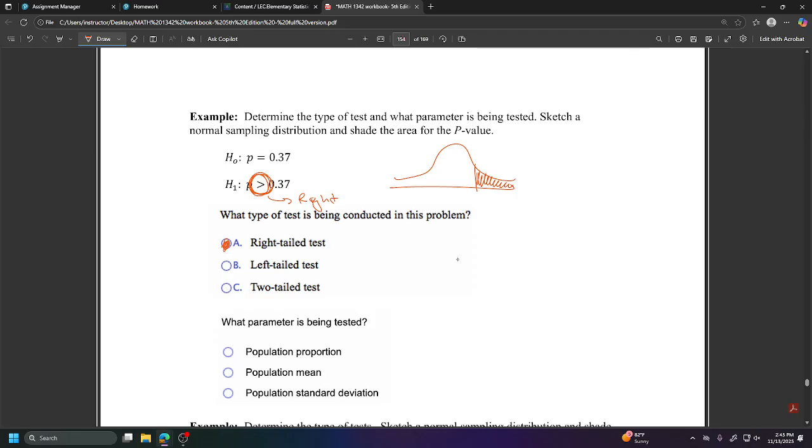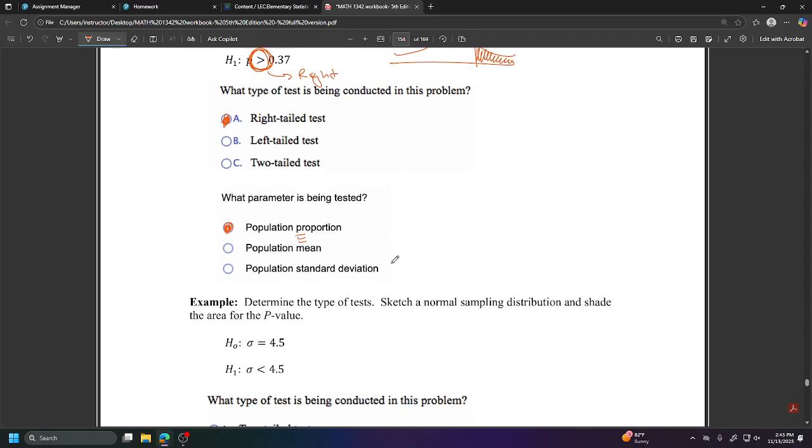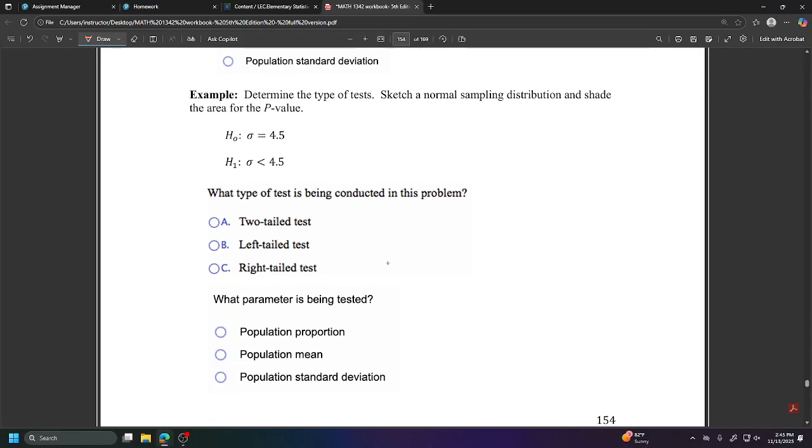What's being tested? See this P right here? P stands for what out of these three? Proportion. Yep, proportion. And that was the entire problem. That's literally question 4 on your homework or whatever it is. I got one last one and then we're done, okay? I swear, we're almost done. This one right here. There it is. Left tail test. Again, if somebody asks what that picture looks like, it's going to look like this. Exactly right. Left tail test, and that right there is a standard deviation. Perfect.